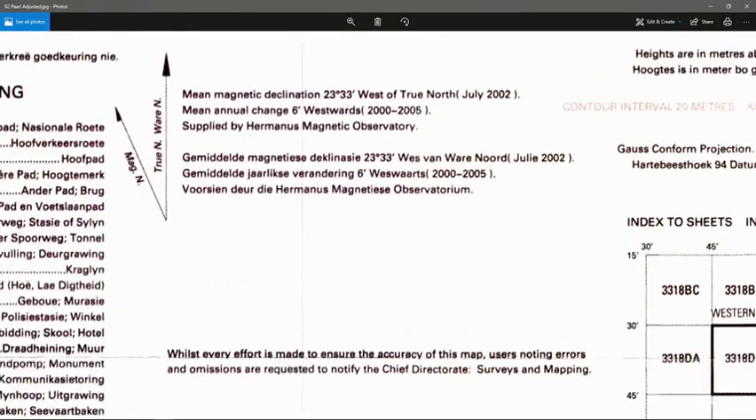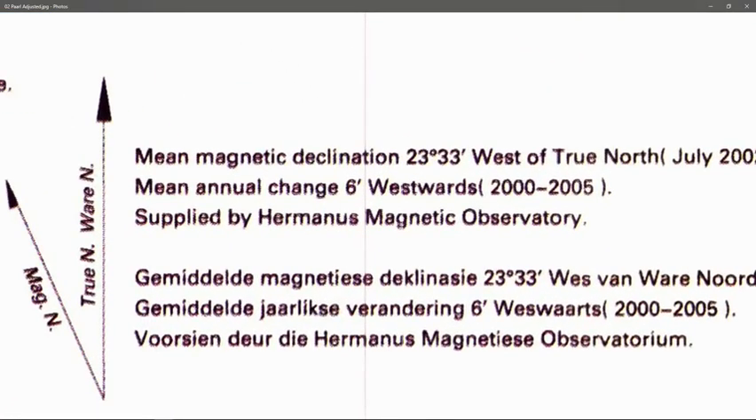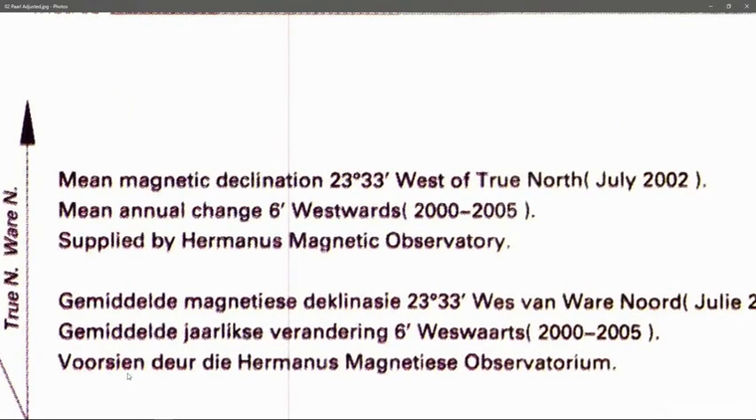Down at the bottom, right in the middle between your two references, there you go. It shows you the mean magnetic declination is 23 degrees 33 minutes west, and it was taken in 2002. It means every single year it changes 6 minutes west. Now if we move west, we're going to add in the end of the day. We do not use the dates 2000 or 2005. Only the date of 2002 is important to us.